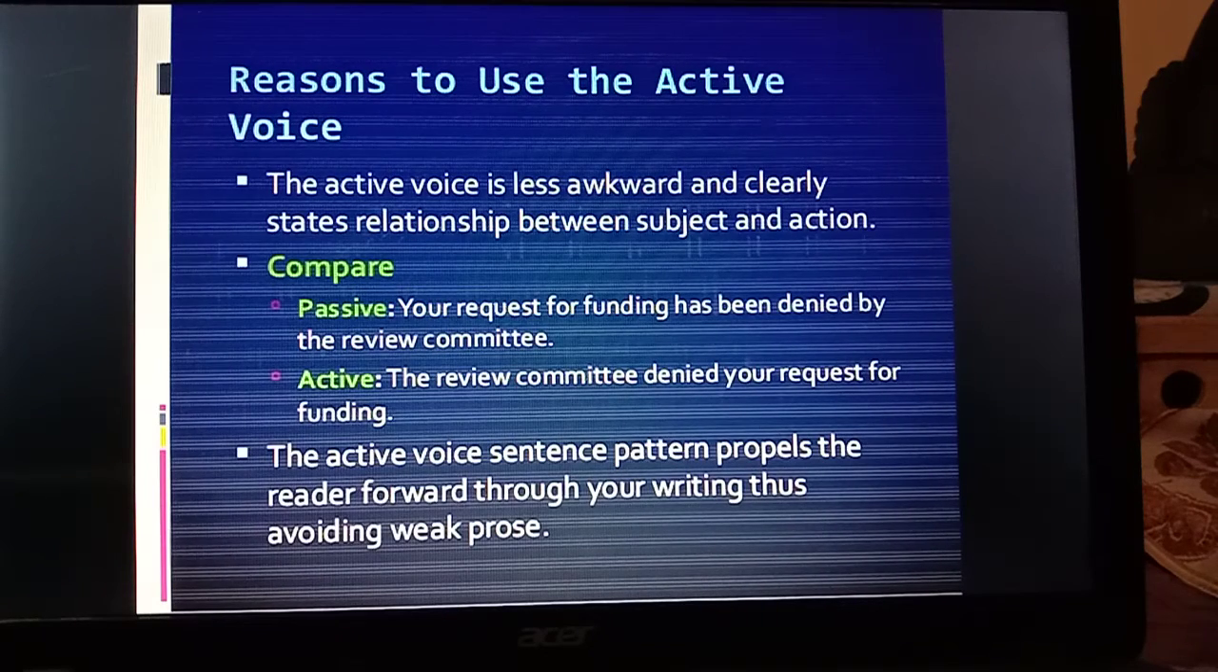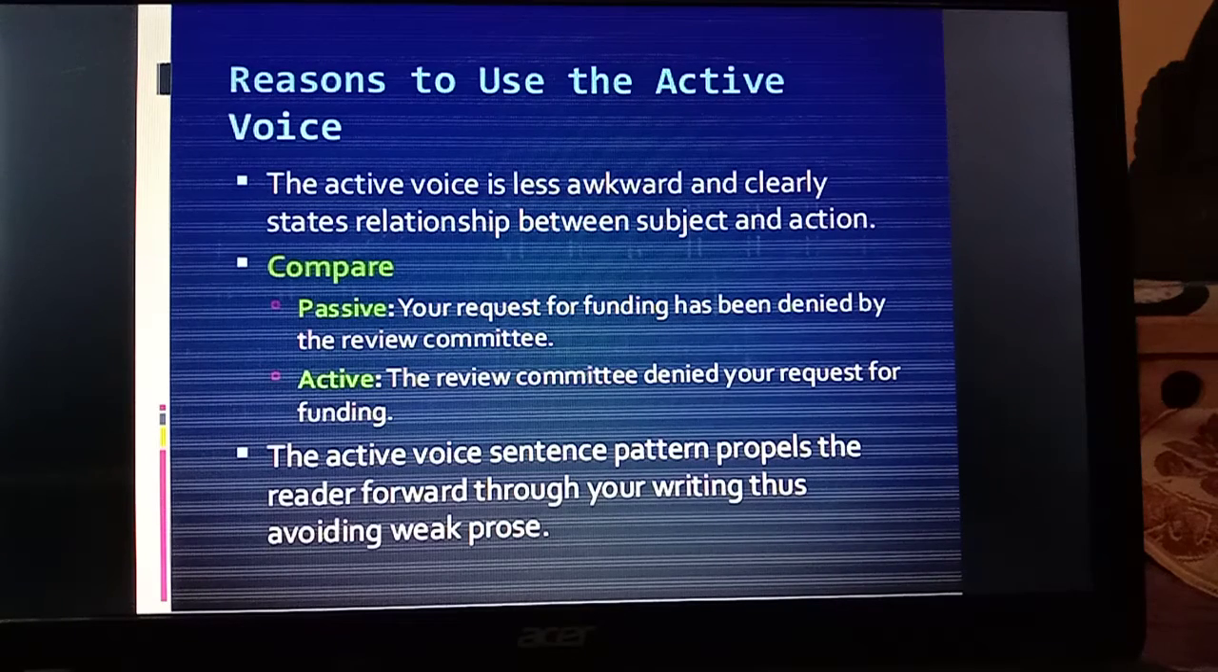Reason to use the active voice again. The active voice is less awkward and clearly states the relationship between subject and action. Once again, compare these two sentences. Passive: your request for funding has been denied by the review committee, and it is changed into active: the review committee denied your request for funding. So the second one is looking very clear.